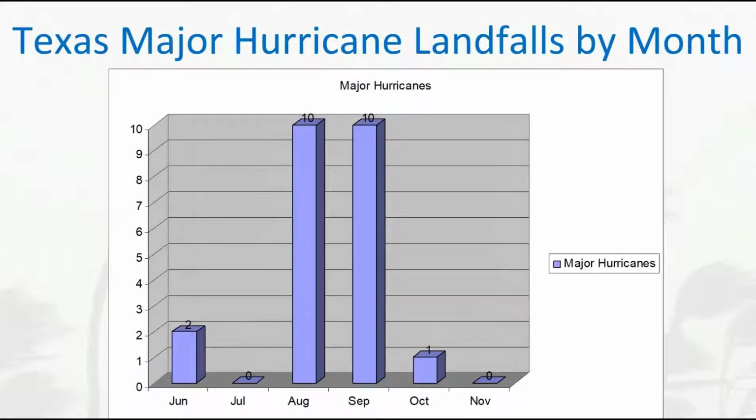So this is a graph of major hurricanes that make landfall by different months across Texas. And as you can see, of those hurricanes that actually reach major hurricane status, which is 111 miles per hour or greater, they're most likely to make landfall during August and September.